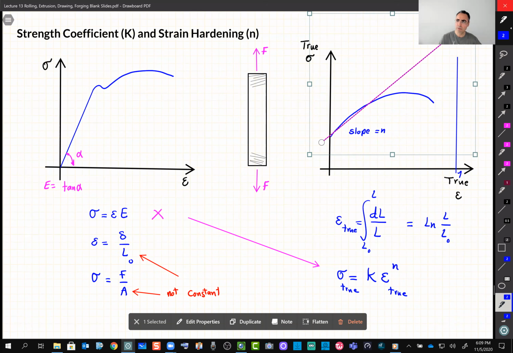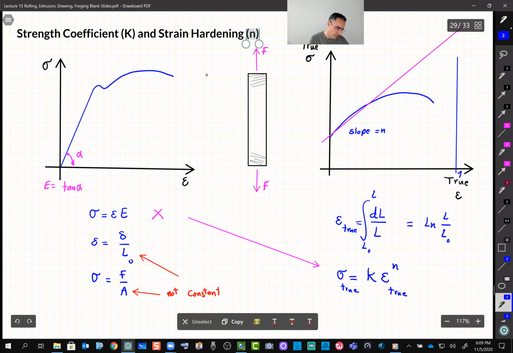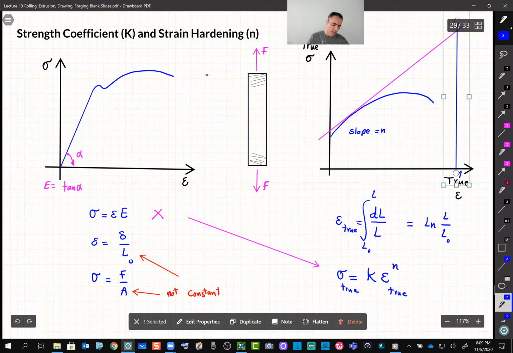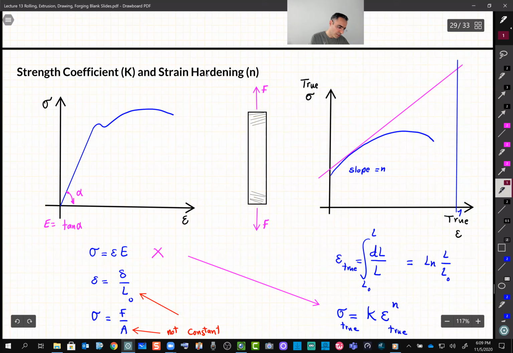Can I move my video? I hope so. I should have thought of my drawing better ahead of time. I know it's getting messy here, but this is just for your own understanding of where K and n are coming from. Here they intersect, and this is what people call the K value.